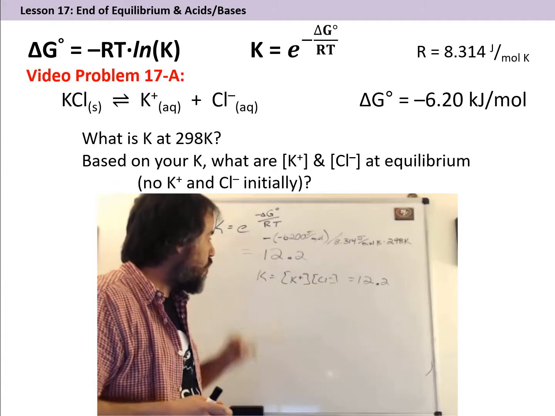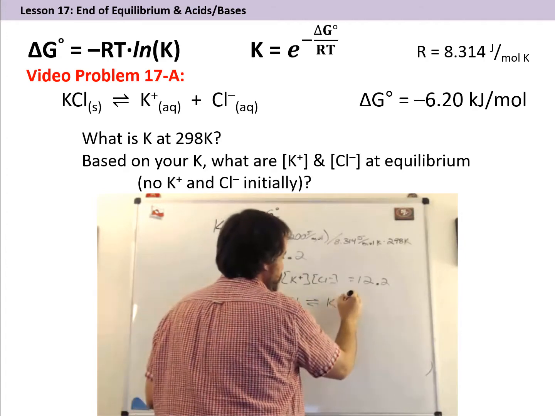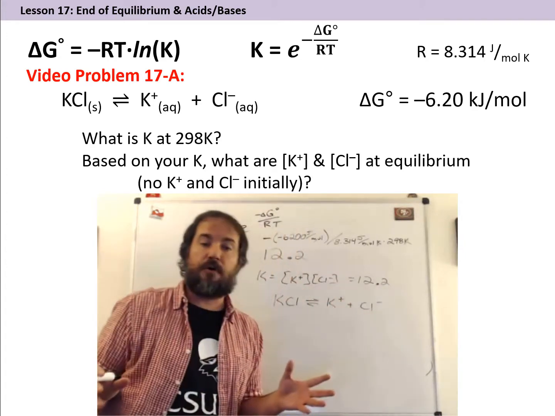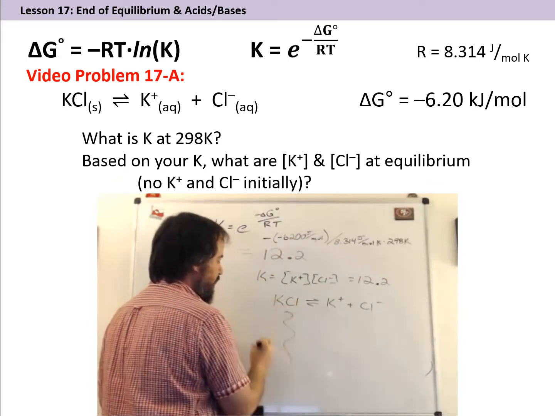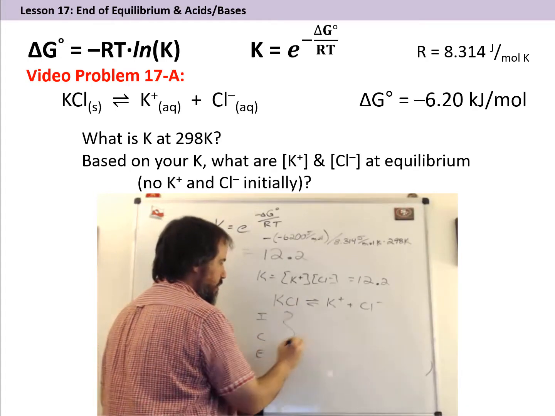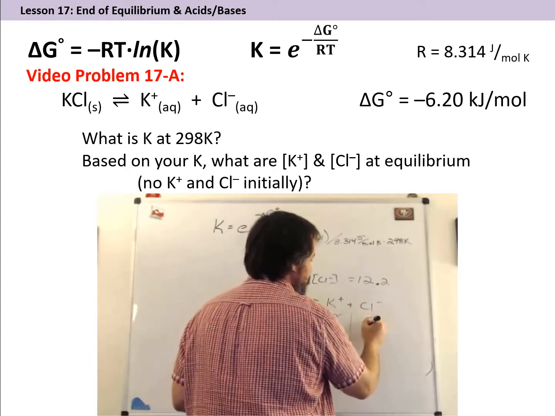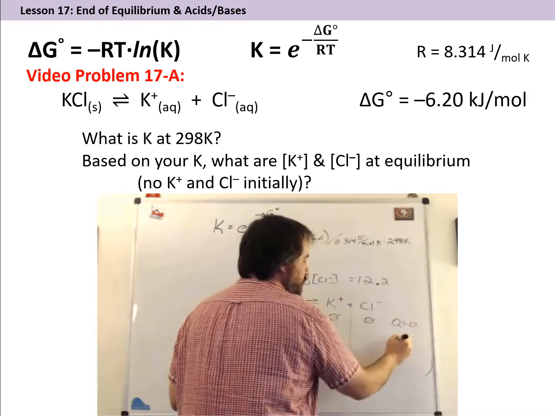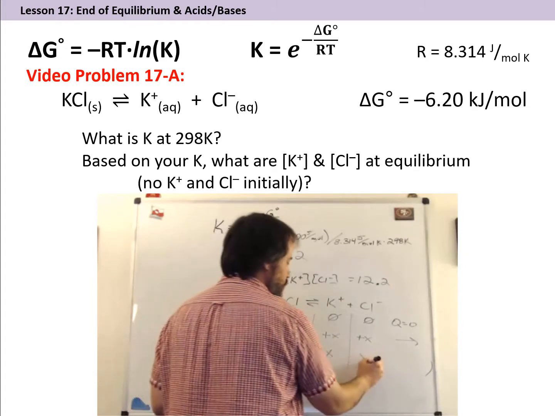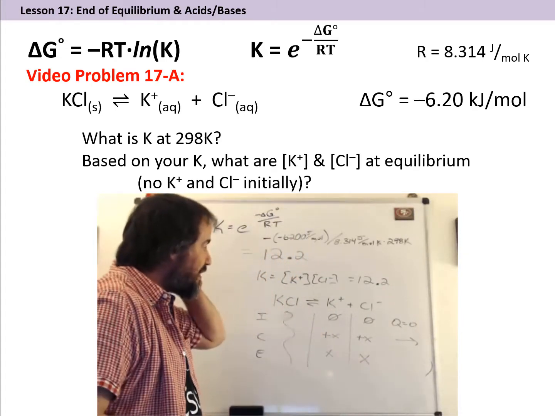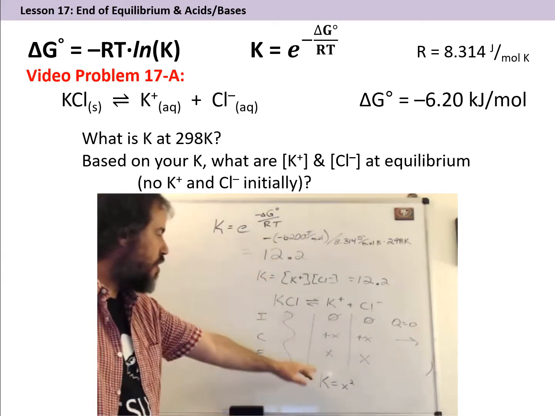We have two variables. Well, let's do really quick an ICE table. We don't know how much we started with. Actually, we don't care about the KCl. I, C, E. We're told that we had no K plus and Cl minus initially. So that means Q is equal to 0, so that means it has to shift right. So that means plus x and plus x. And so what this means is that my K value is equal to x squared, where x are these concentrations.